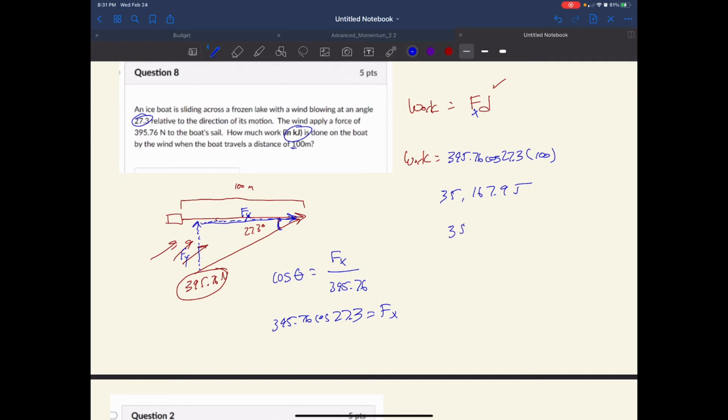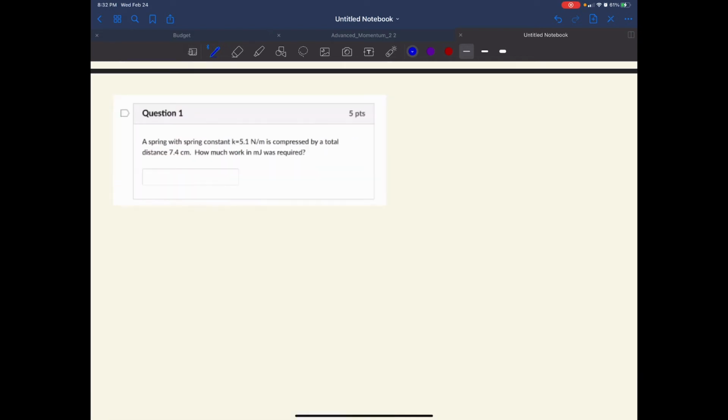This is 35.2 kilojoules, right? 35,000. There's 1,000 joules in a kilojoule. So this is about 35.2 kilojoules. And again, if we were to go strictly by sig figs, there's only 1 sig fig in 100. I don't feel like rounding this to 40, so that's why I'm going to leave it as 35.2.